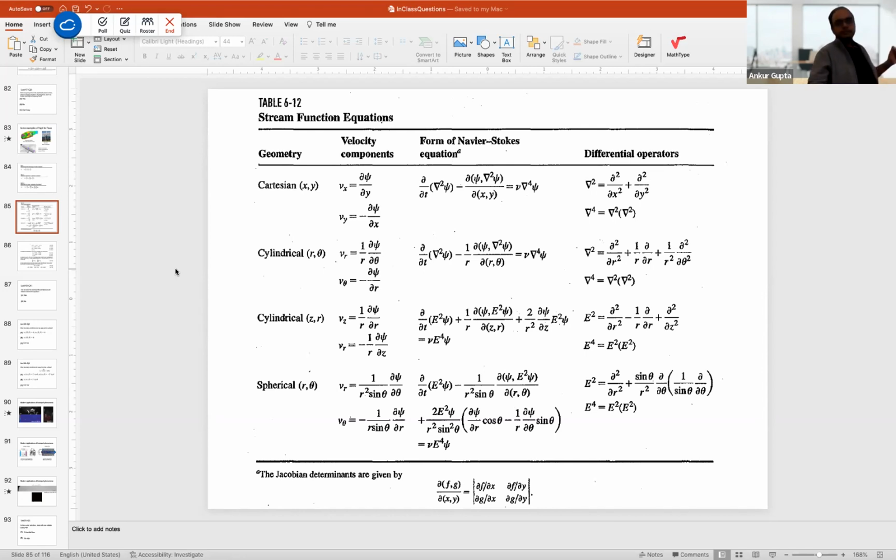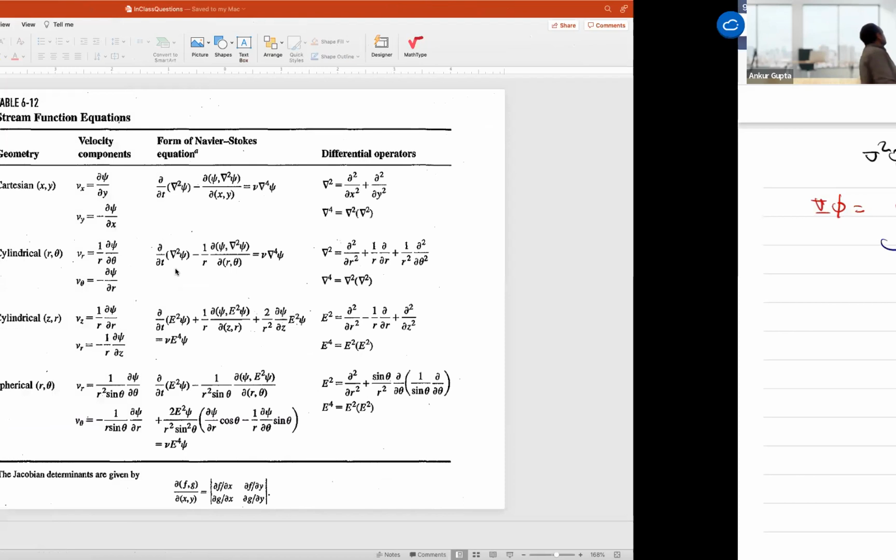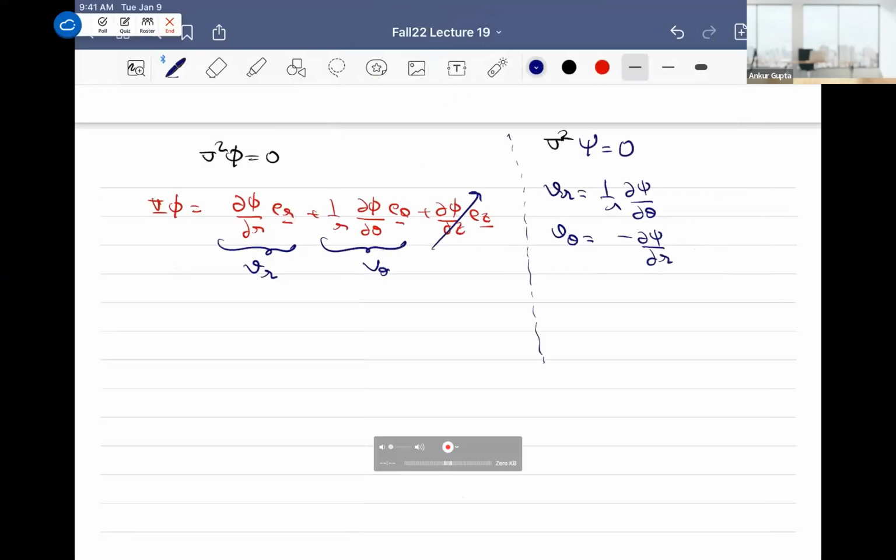So I hope this is clear. So now let's go back. So this is essentially what we have. To answer your question, as you can see, VR was del phi by del R, and here VR is 1 by R del psi by del theta. As you can see, there is clearly some similarity because VR has to be the same, right? There is a similarity between the two functions.